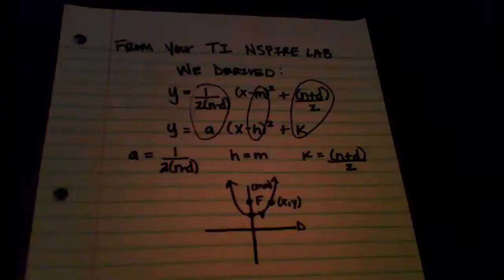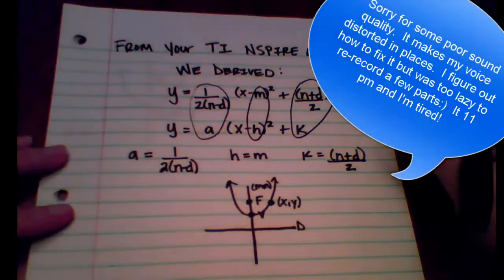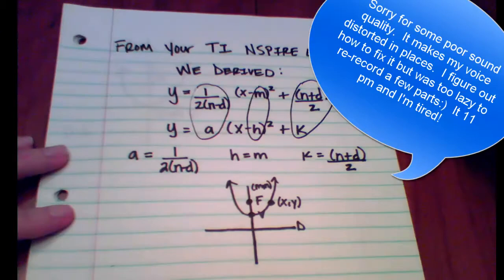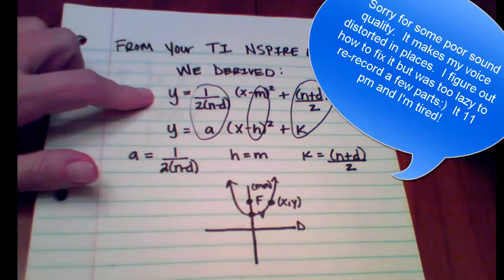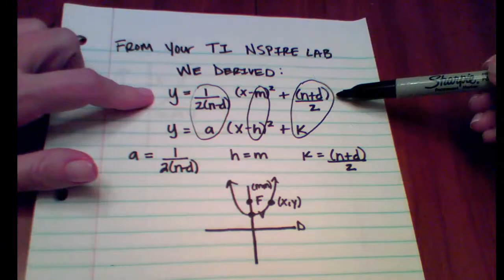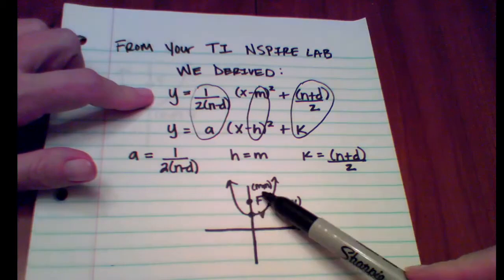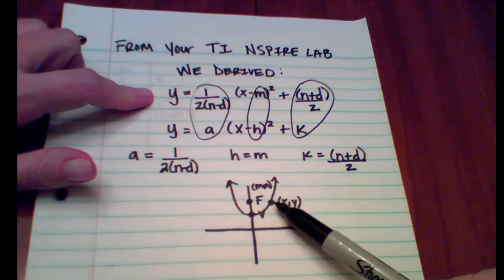From your TI-Nspire lab, we derived the following equation from the locus definition of a parabola, which is y equals 1 over 2 times the quantity n minus d, times x minus m squared, plus the quantity n plus d over 2, where you were given this picture where our focus was the coordinate m comma n, and this was true for every x, y on the parabola.